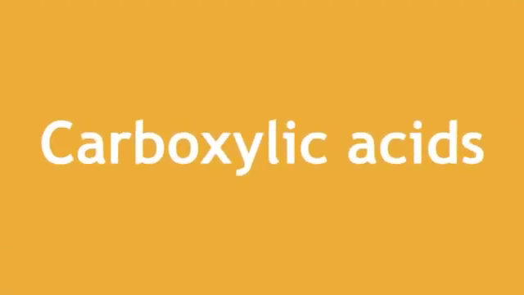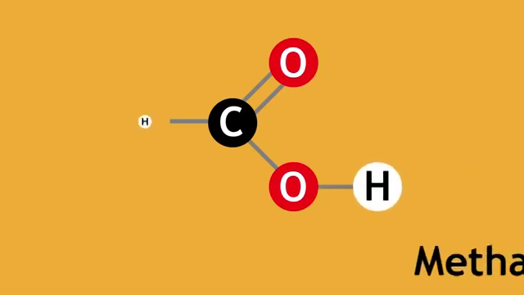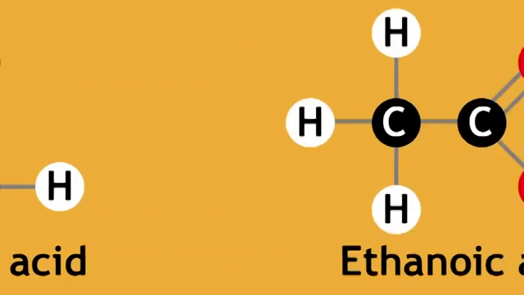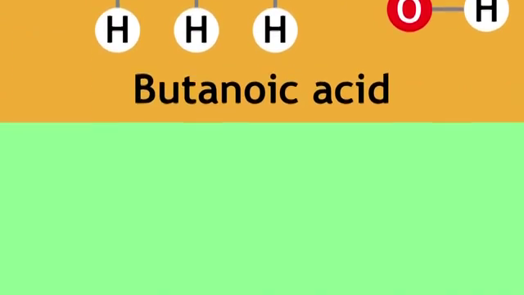Carboxylic acids are another example of a functional group. This is the functional group for a carboxylic acid and gives an organic molecule the name -oic acid. Methanoic acid, ethanoic acid, propanoic acid, and butanoic acid.